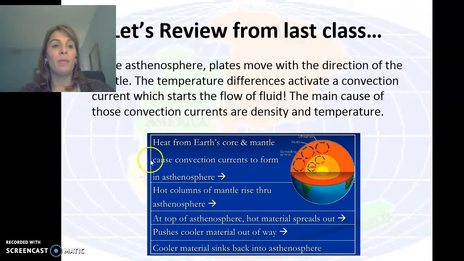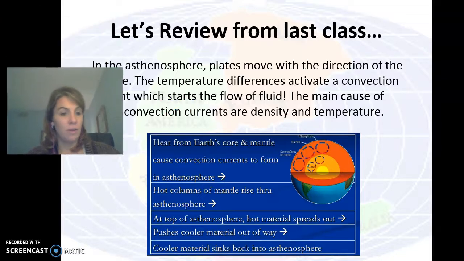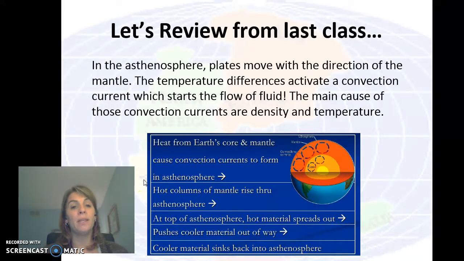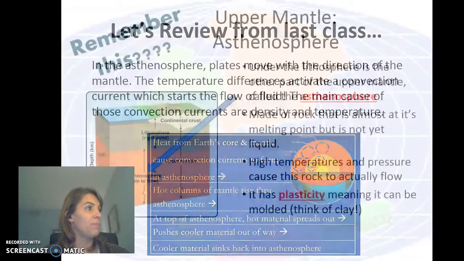All right, let's review from the last class. In the asthenosphere, plates move with the direction of the mantle. The temperature differences activate a convection current which starts the flow of fluid. The main cause of those convection currents are density and temperature. We talked about that briefly yesterday. This specific slide was in yesterday's class, and we'll talk a little bit more about convection.